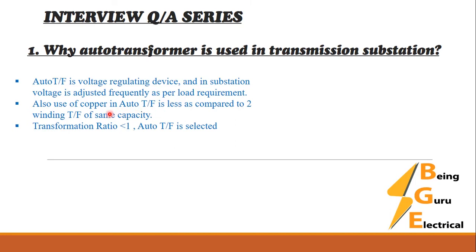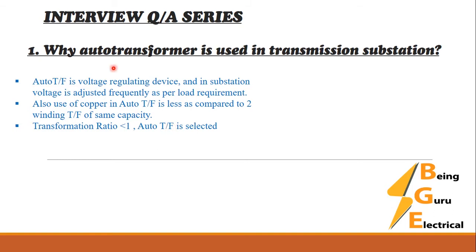Then if the auto transformer ratio is less than or equal to 1, we use an auto transformer. This criterion is used for the selection, either to select an auto transformer or a two winding transformer. Like if you take an 11 kV divided by 415 volt transformer, if you calculate the ratio, it is around 10, which is more than 1. So in that case we take a two winding transformer. But if you take a 220 by 132 kV transformer, the ratio is nearly equal to 1. So in that case we take an auto transformer. So this is about why we use an auto transformer in the transmission substation.